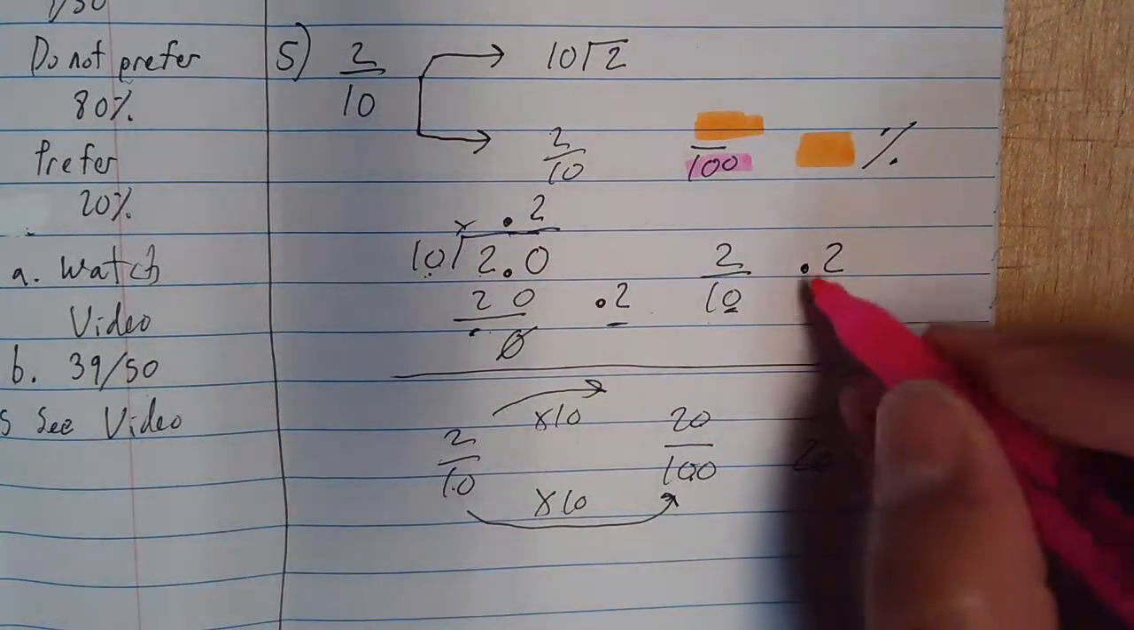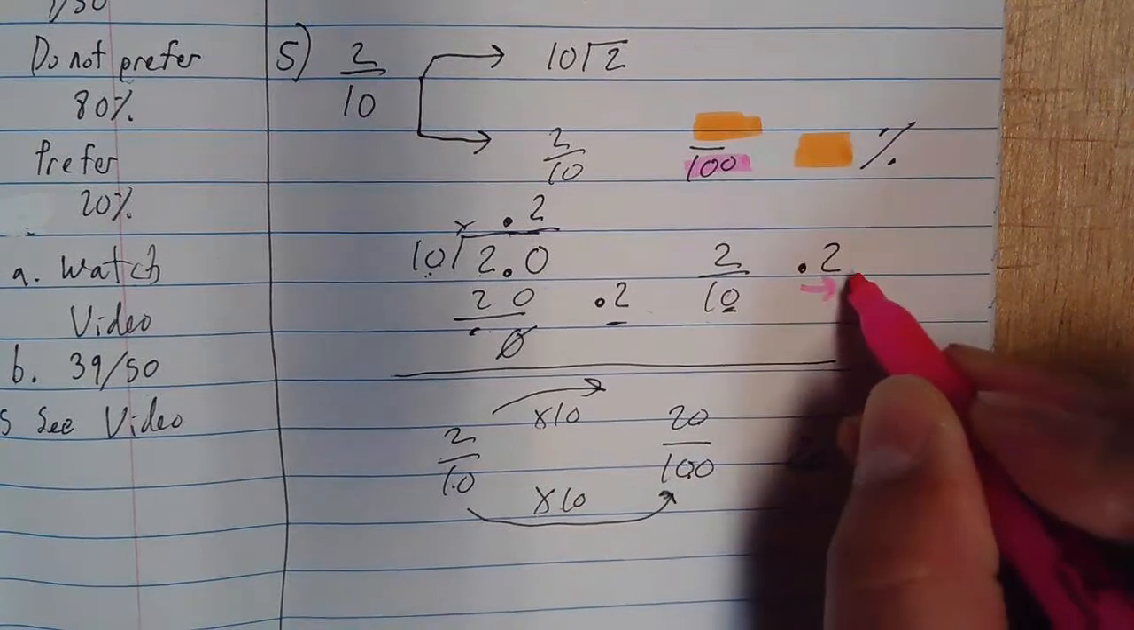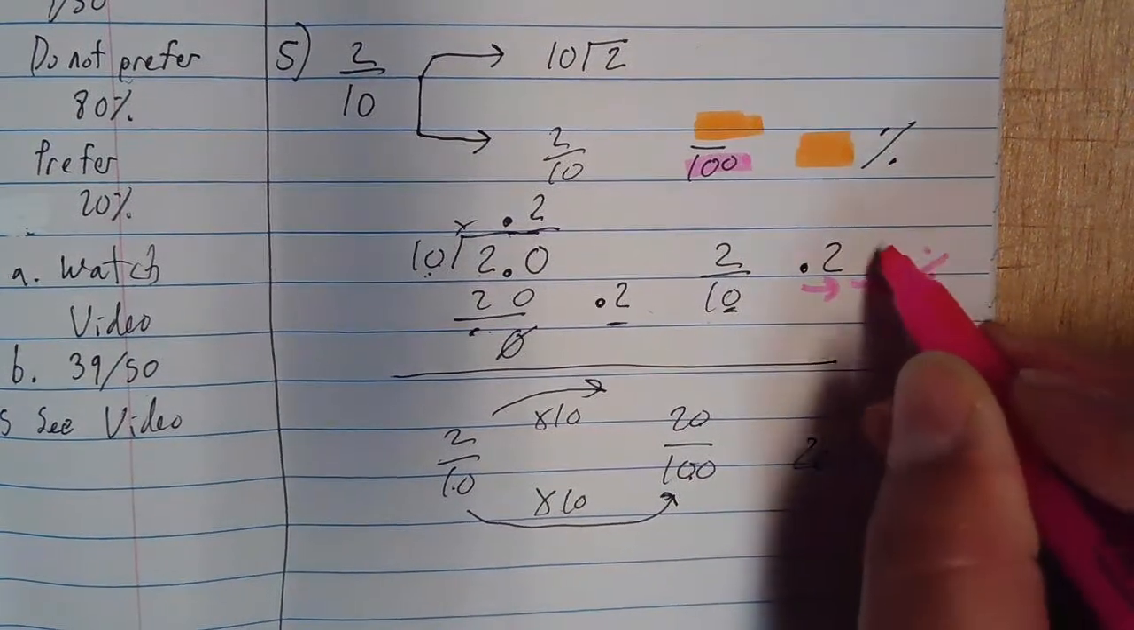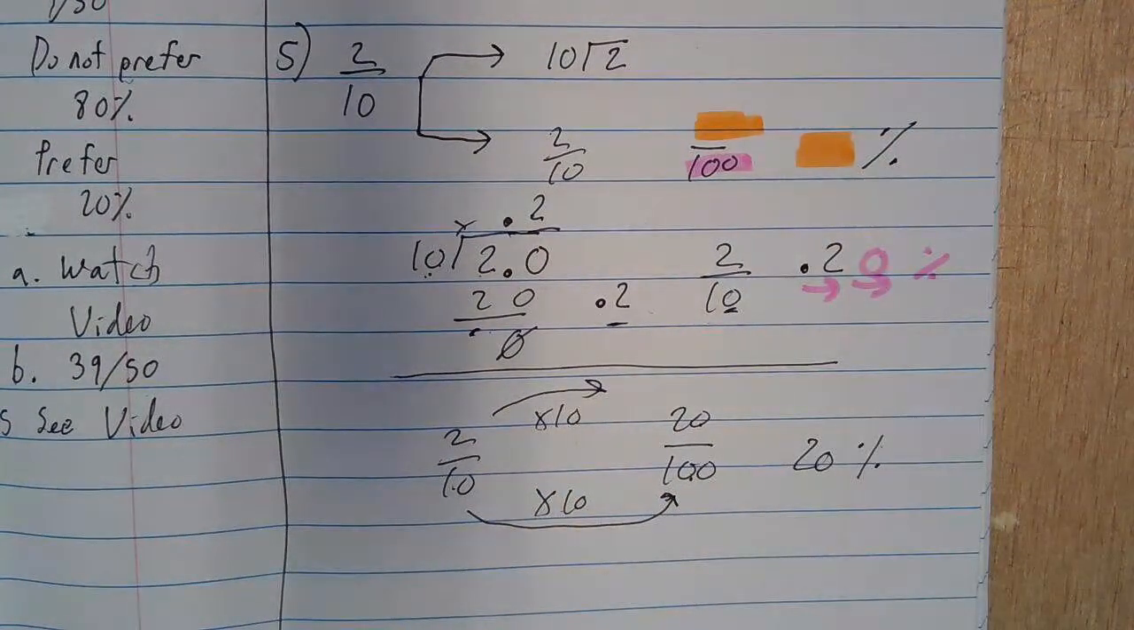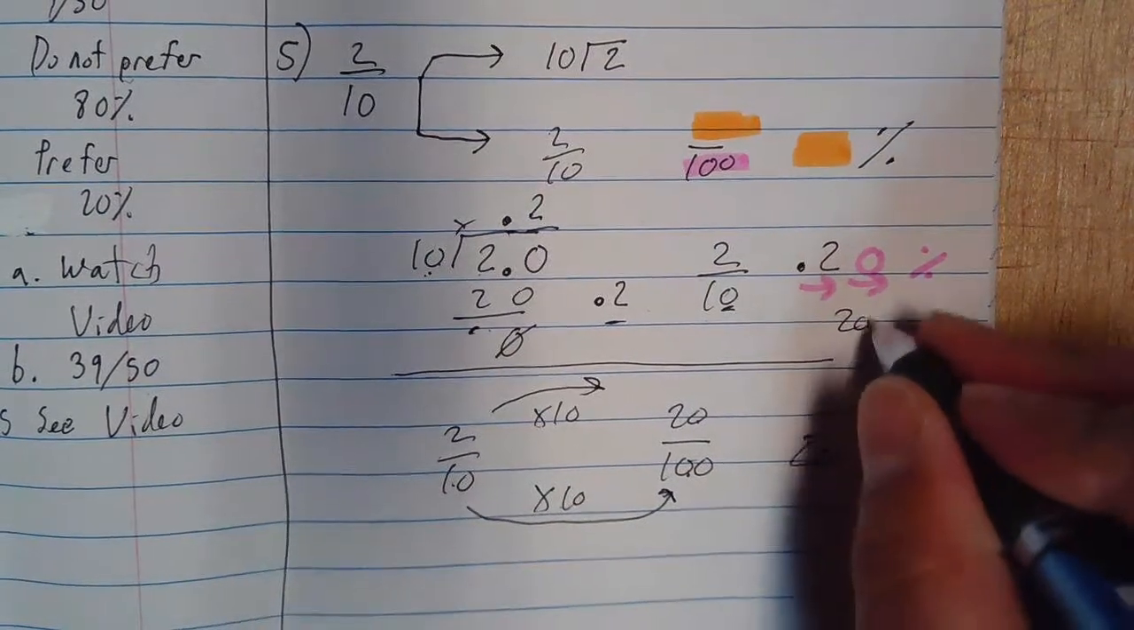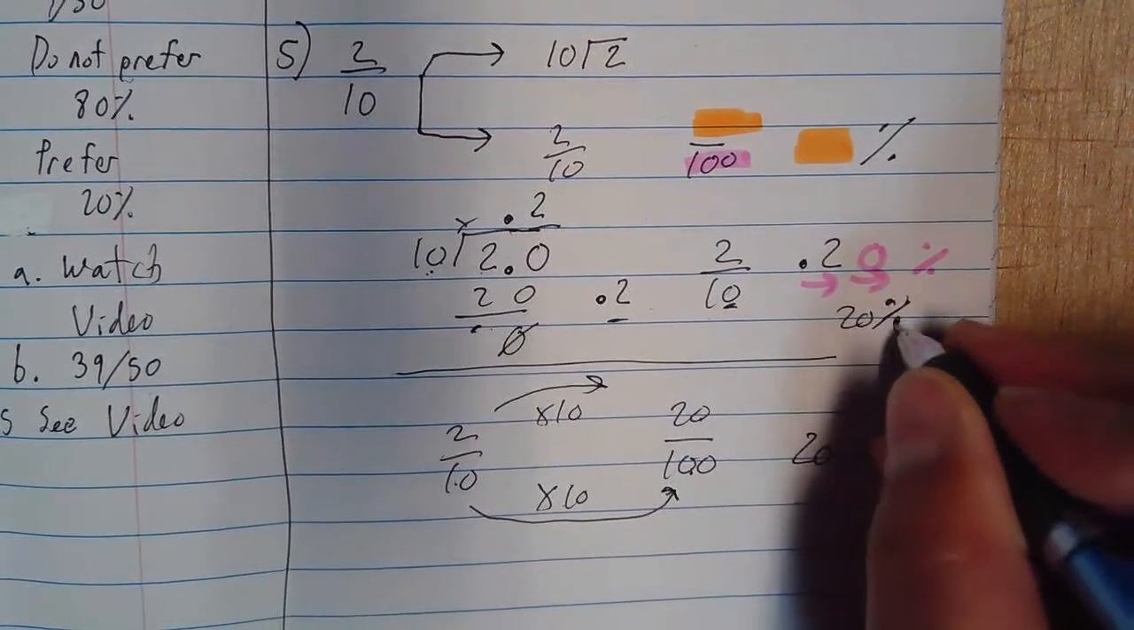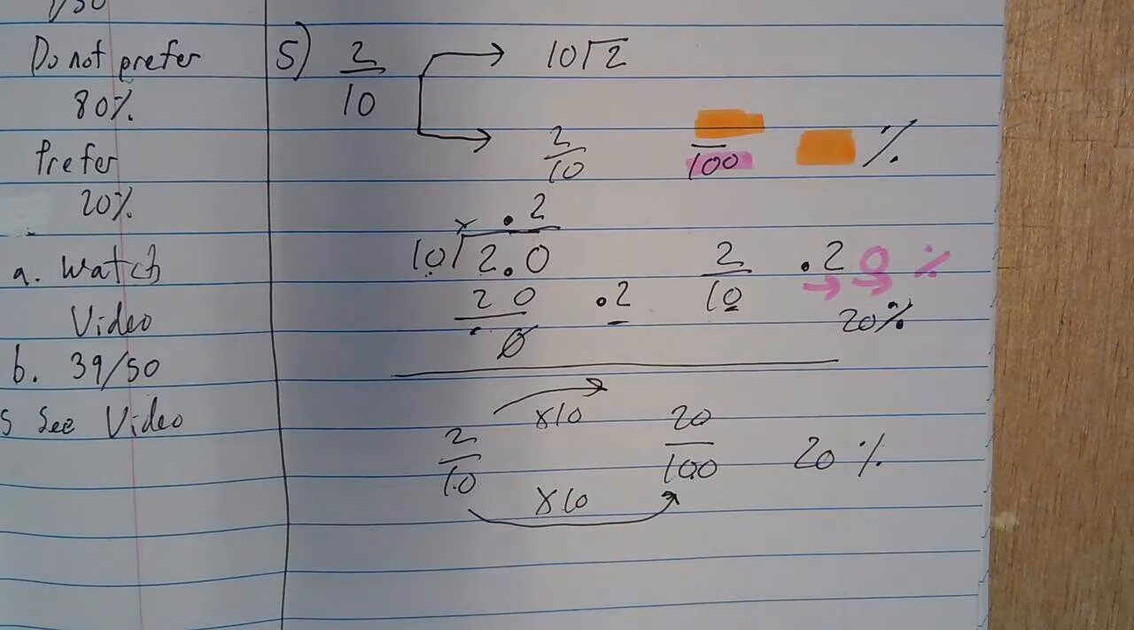2 tenths. You move the place value, decimal point 2 spaces to the right. Fill in empty spots with 0. 20%. My goodness. Again, got arrogant, got cocky, and I went too fast. Take my time, do this right. But either way, here we go.